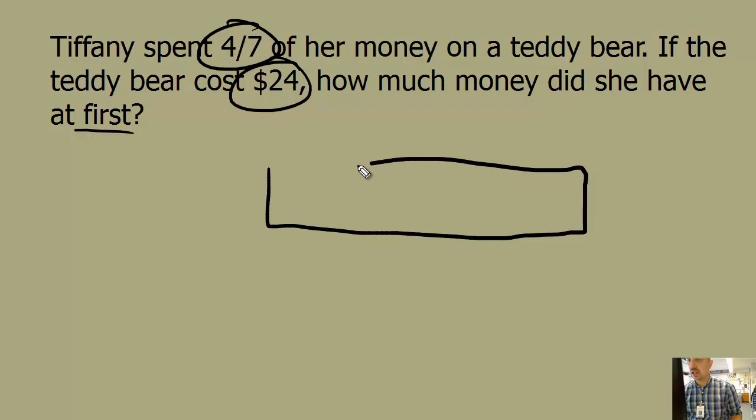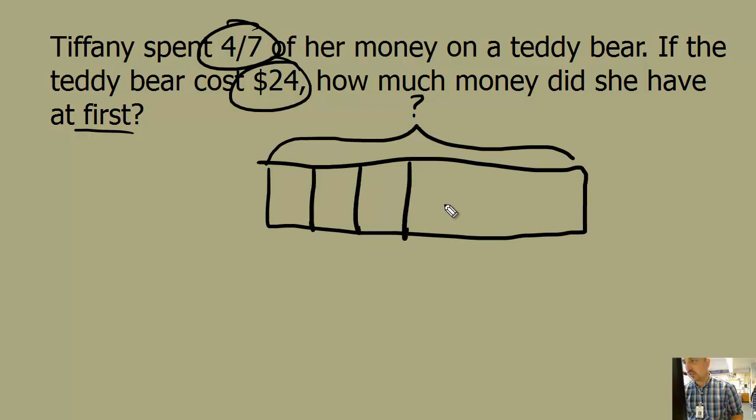So in this case, we don't really know how much money she had at first. That's what we're trying to figure out. What we do know is that it's split up into sevenths. So I'm going to draw 6 lines to make that happen. 2, 3, 4, 5, 6. There's sevenths. 1, 2, 3, 4, 5, 6, 7. 4 of them is what we're looking at. 4/7 is what she spent on this teddy bear.